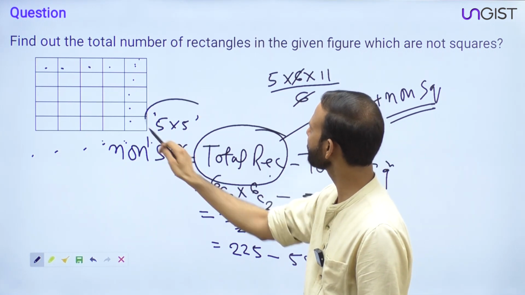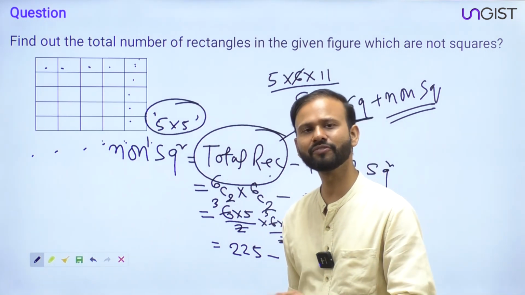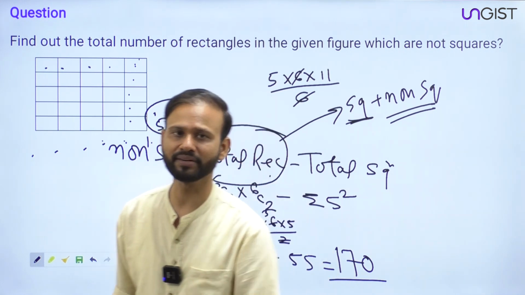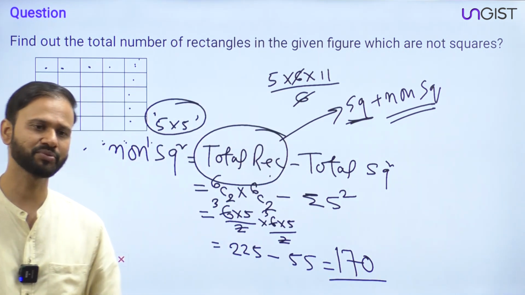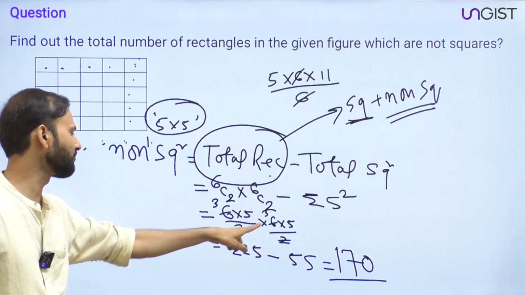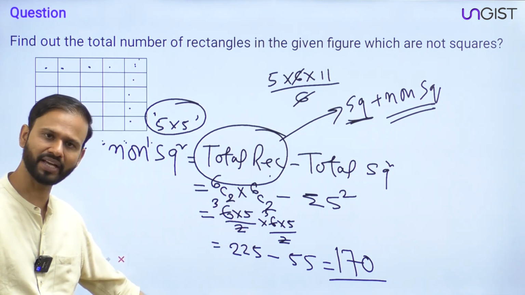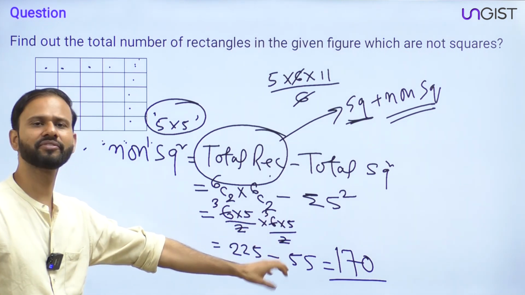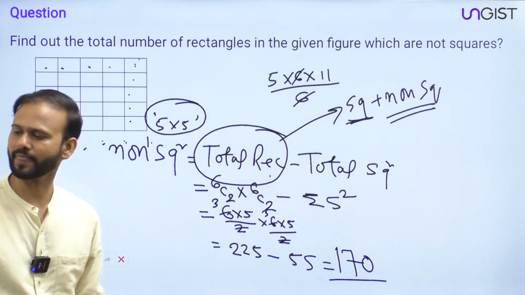This is a 5 by 5 order square grid. So the total number of squares will be sigma of 5 square, right? Sigma 5 square is 55, which we have calculated here. And 6C2 into 6C2 is 15 into 15, which is 225, that we have calculated. So 225 minus 55 is equal to 170, right?